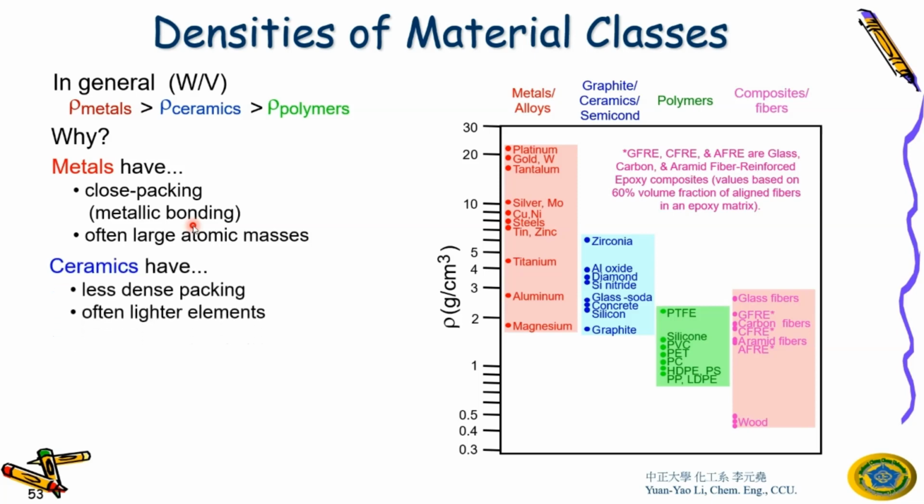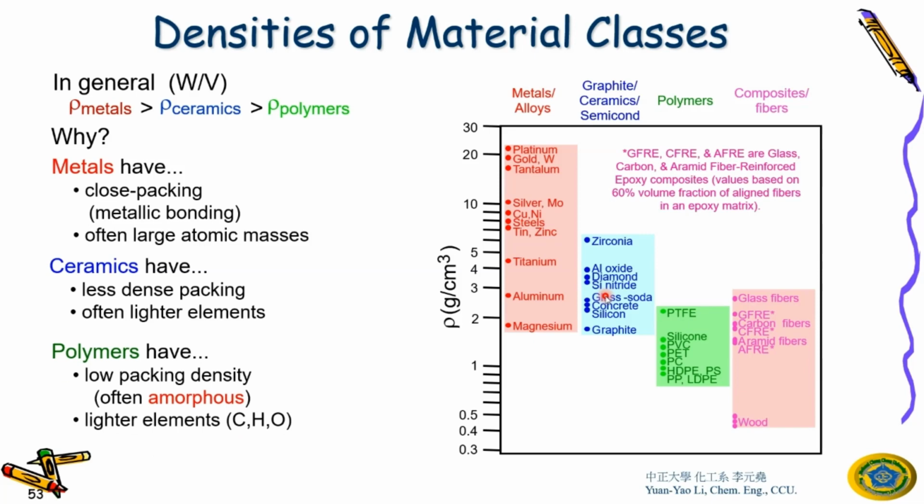And the ceramics have less dense packing and lighter elements, right? For example, silicon dioxide, you have oxygen, and silicon nitride, you have nitrogen. So you have these light elements, of course, the density will be low. And polymer normally is not packing very well. It's not crystal, so you have many spaces in this material. If you have many spaces, of course, the density will be very small. So low packing density, often amorphous.